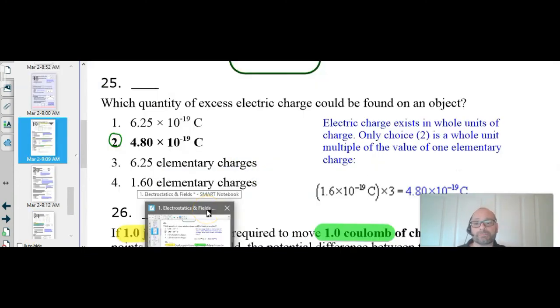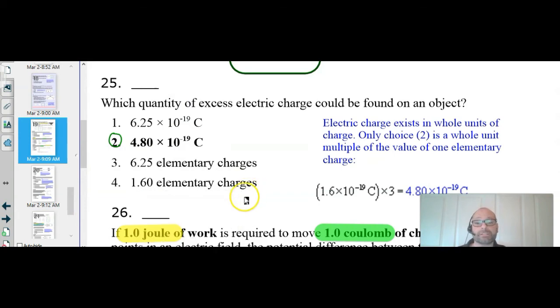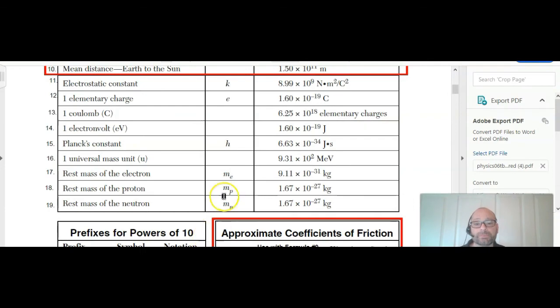In the next question, we're asked which quantity of excess electric charge could be found on an object. This is a very simple kind of question. You basically are looking for the multiples of the value of 1.6. You can only have multiples of the charge. Here it is, 1.6 times 10 to the negative 19. So what are the values of 1.6? 1.6 times 1, times 2, times 3, times 4, and so on. You can't have a fraction of a charge.